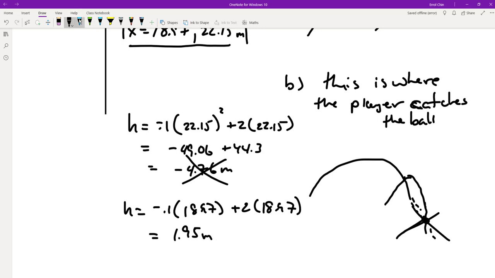So that means this particular point is 1.95 meters, which makes sense. That means the person's jumped up in the air and caught it. Okay, so that concludes Pre-Calc 11, Chapter 8, Section 2, Word Problems.